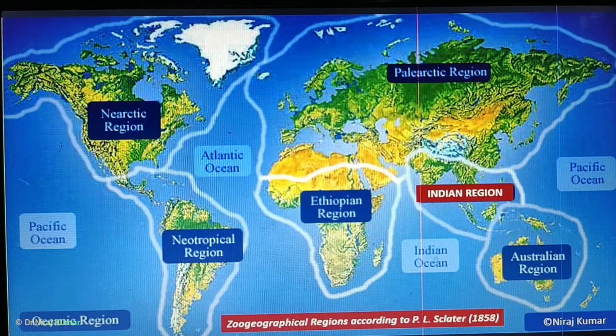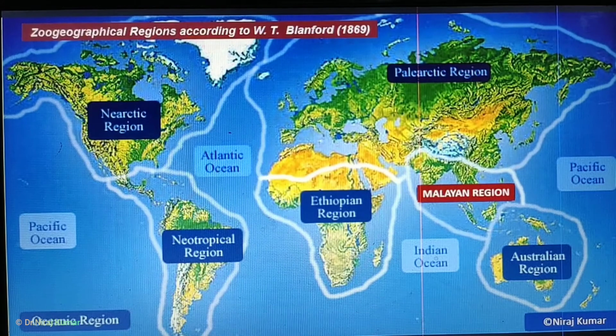This was also supported by Dr. Gunther, who divided the earth along the same line, but Dr. Gunther made reptiles as a major fauna. In 1869, W.T. Blandford proposed the name Malayan for Indian region. That means Blandford changed the name Indian region into Malayan region. In 1859, Huxley proposed the division of Earth into 2 primary divisions as Arctogia and Notogia.